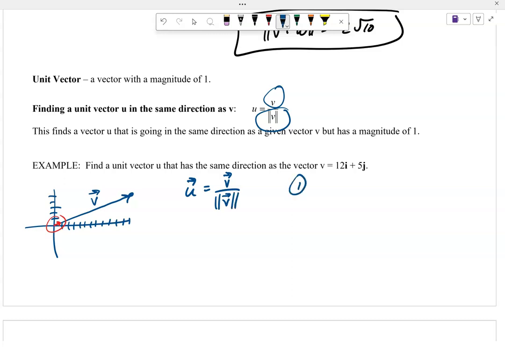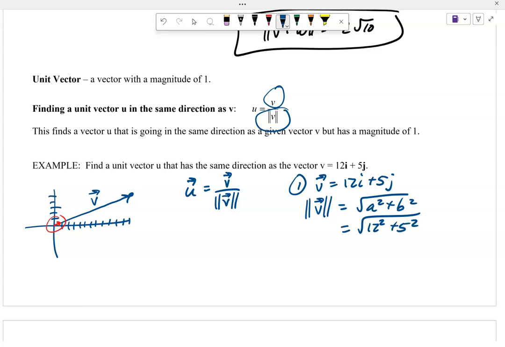So number 1, let's go ahead and find the magnitude of vector v. Here's vector v, 12i plus 5j. So my a is 12 and my b is 5. If I'm finding the magnitude, 144 plus 25 is 169, and the square root of 169 is 13. So we know the length or magnitude of vector v is 13.